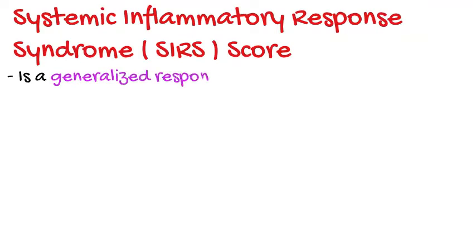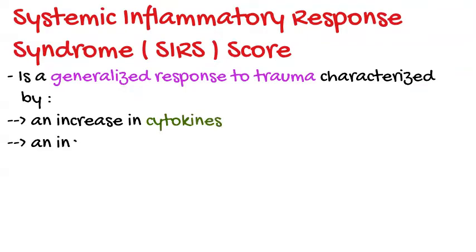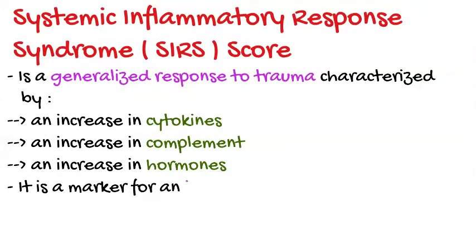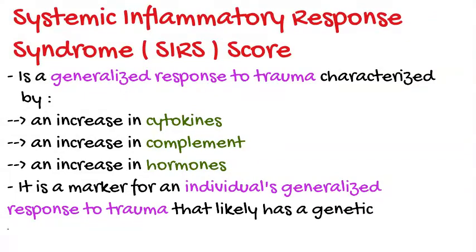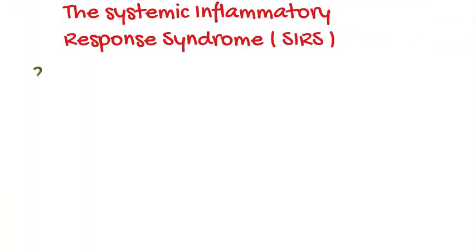Regarding the systemic inflammatory response syndrome score, SIRS, again, SIRS is a generalized response to trauma characterized by an increase in cytokines, an increase in complement, and an increase in hormones. It is a marker for an individual's generalized response to trauma that likely has a genetic predisposition. How to diagnose patients having the systemic inflammatory response syndrome, SIRS?